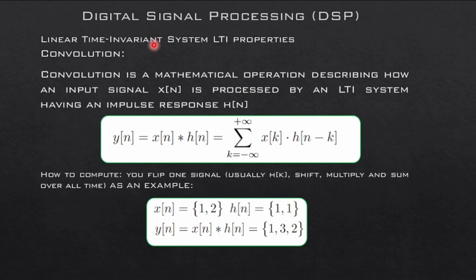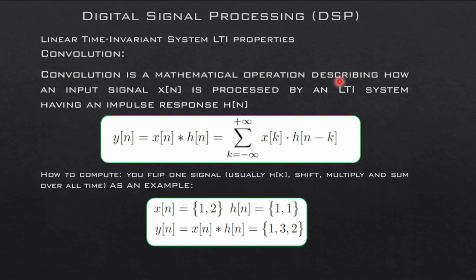Linear time invariant system, LTI, properties. So what are the different properties of this system, which is a linear time invariant system? First is the convolution. That's the first property. So what is the convolution? The convolution is a mathematical operation describing how an input signal x[n] is processed by an LTI system.